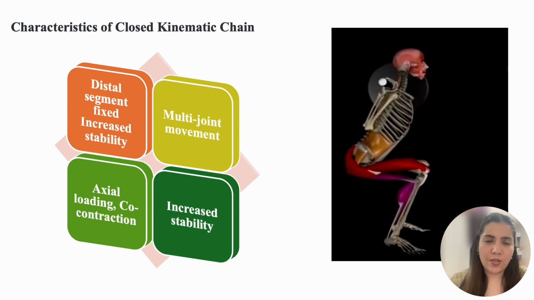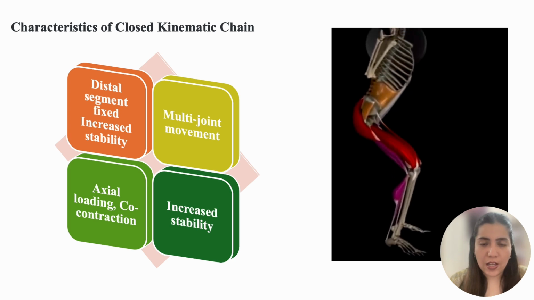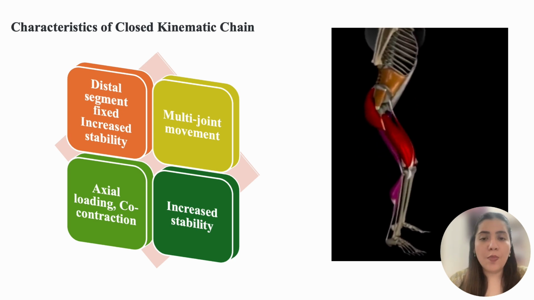Now let's understand the closed kinematic chain. Here the distal segment is in contact with either the ground or a supporting surface. So unlike the open chain, the distal segment is fixed. As the distal segment is fixed, the movement becomes a multi-joint movement. That means movement at one particular joint will cause certain movements at the other joints. Also, there are greater compressive forces, and since the movement is multi-joint, obviously more muscles are involved. That is why these movements are comparatively more stable as compared to the open kinematic chains.